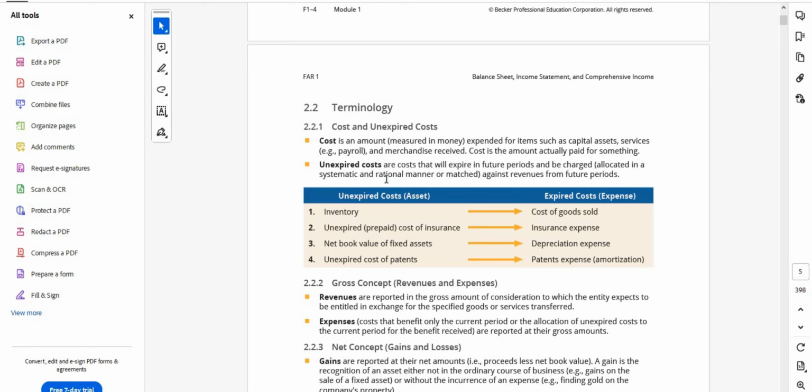What is unexpired cost? Unexpired cost refers to the portion of a prepaid expense that has not yet been used or consumed. What is a prepaid expense? Prepaid expenses are costs that have been paid in advance but have not been incurred yet. So they are costs that will expire in future periods and be charged, allocated in a systematic and rational manner, or matched against revenue from future periods.